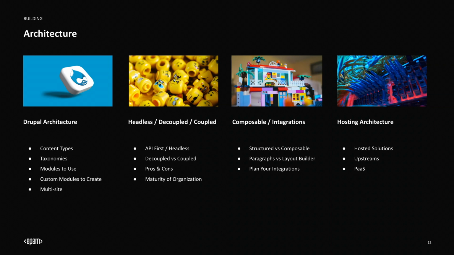So first, with Drupal architecture, you're going to think about content types. You're going to think about taxonomies. You're going to look at modules that you might want to integrate or use.